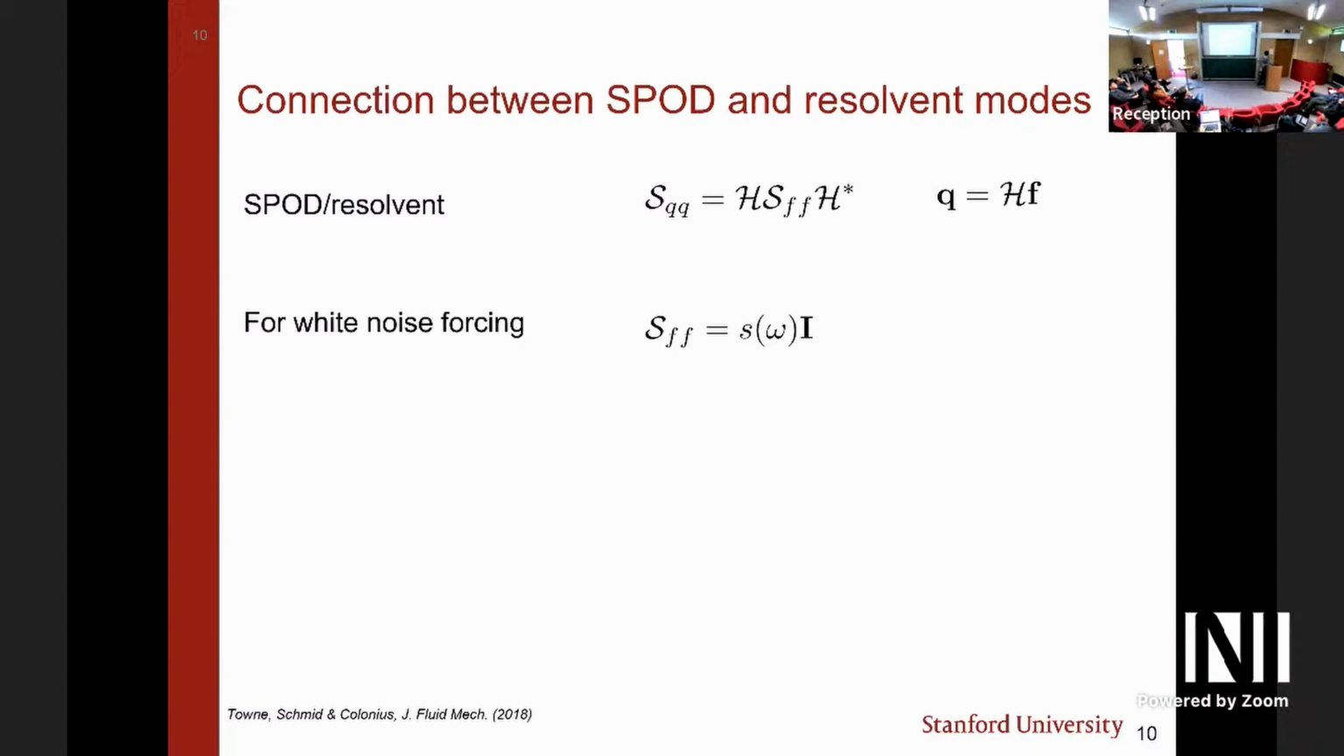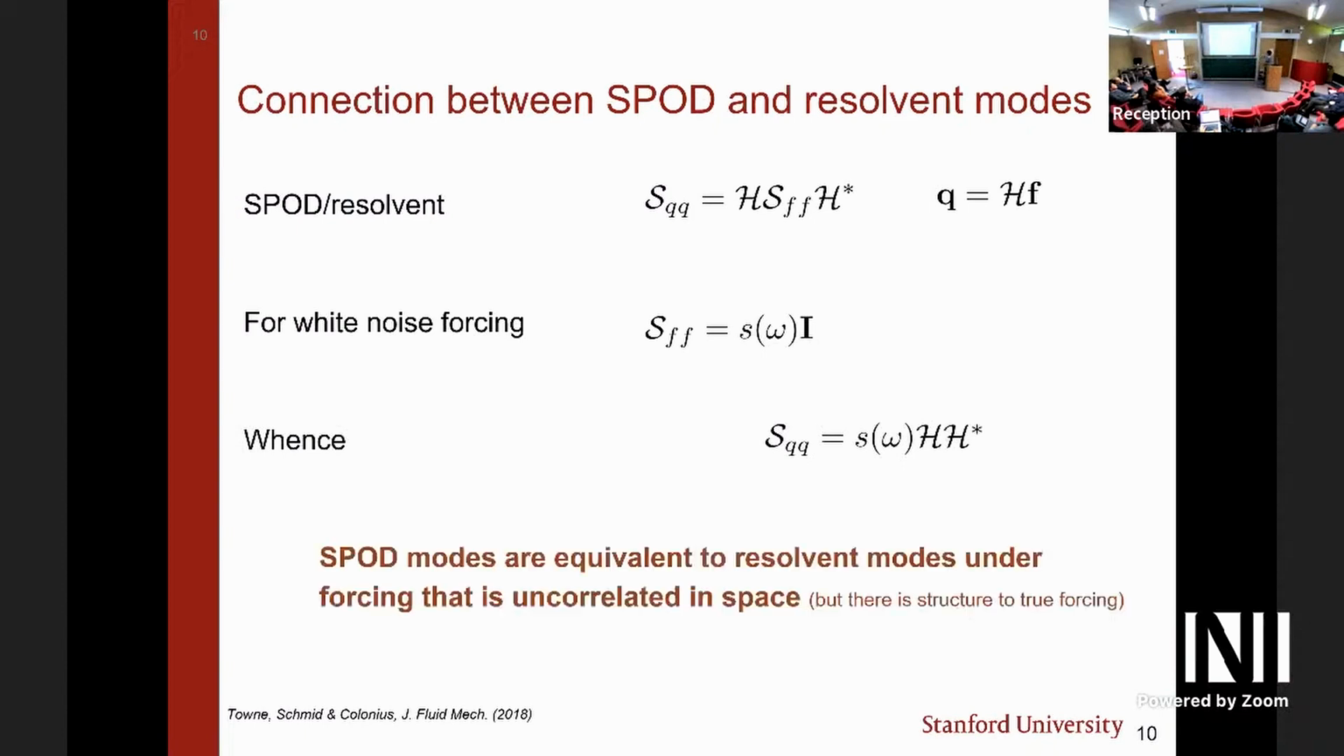And if the forcing is uncorrelated, so if the statistics of SFF are a scaled version of the identity, then you can see that the SCON modes will be equivalent to resolvent modes, because that SFX has gone away. So that's good in the sense that the data-driven and the operator-driven modes would give you the same answer if there were no structure to the true forcing. But of course, there is structure to the forcing.